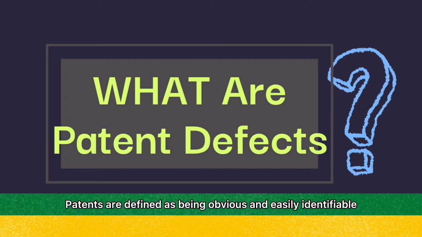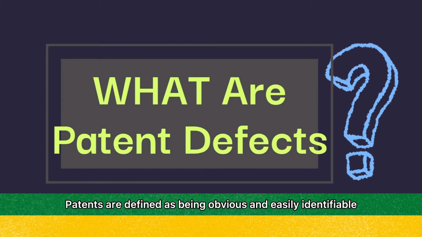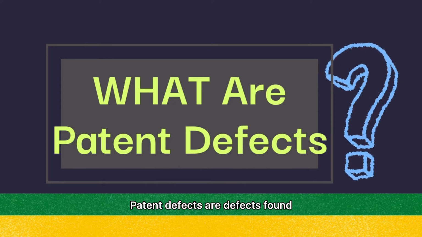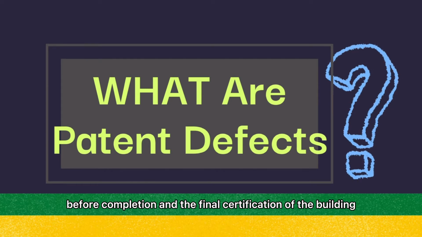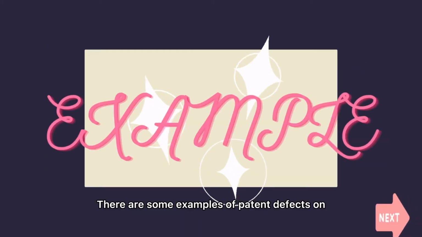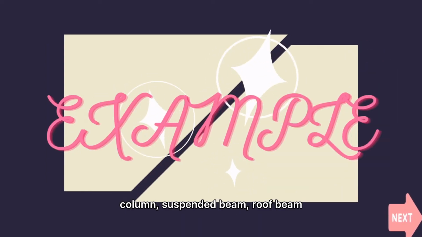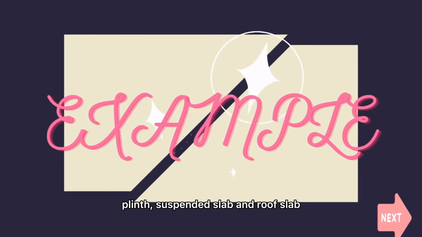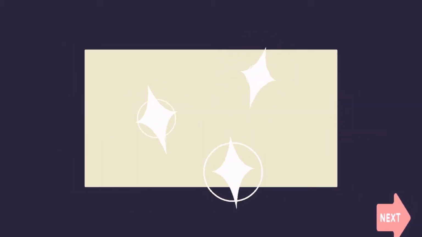Patents are defined as being obvious and easily identifiable. Patent defects are defects found before completion, in the final certification of the building. There are some examples of patent defects on column, suspended beam, roof beam, plinth, suspended slab, and roof slab.